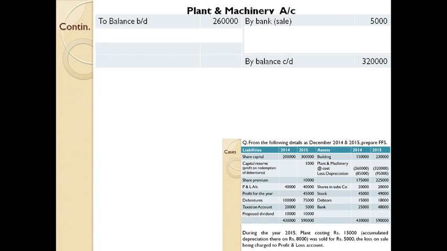Next one, in the question it was said that the plant was sold for rupees 5,000. So it is a sale. You can write as by bank in the bracket sale 5,000. Next detail given in the question was accumulated depreciation. So let us write down the depreciation. Accumulated depreciation 18,000.